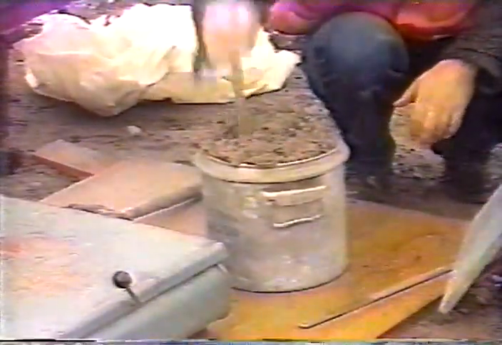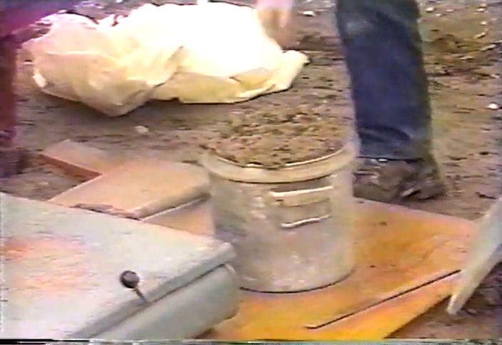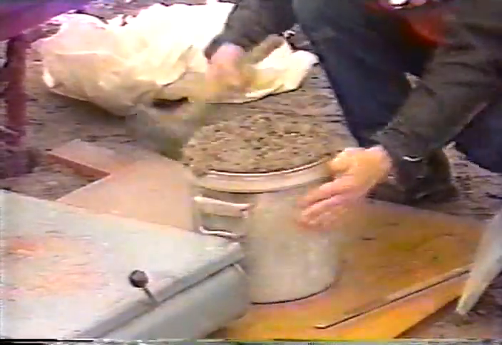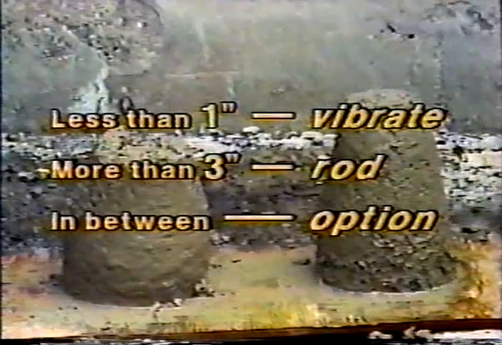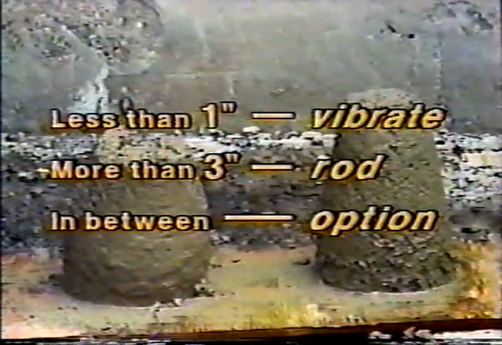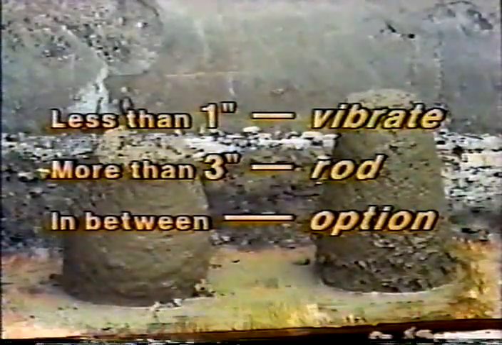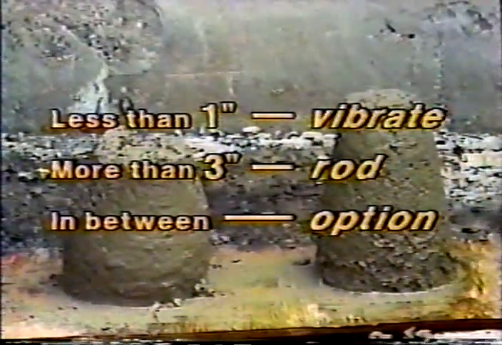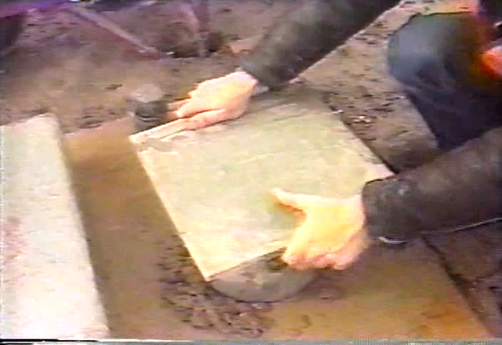The bowl is then filled in 3 equal layers of concrete, with each layer properly consolidated. Consolidation requirements are the same as for the air content test. If the slump is less than 1 inch, you vibrate. If it's more than 3 inches, you rod. And if it's in between, you have the option. The concrete surface is struck off and finished using the strike-off plate. The bowl must be exactly level full.